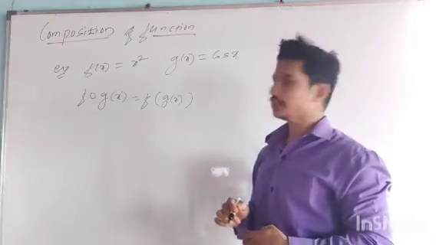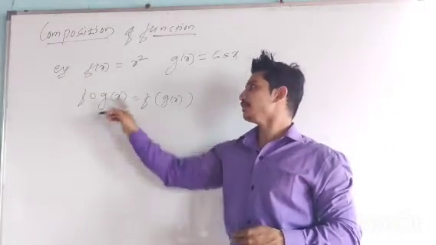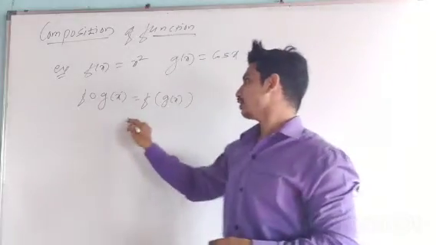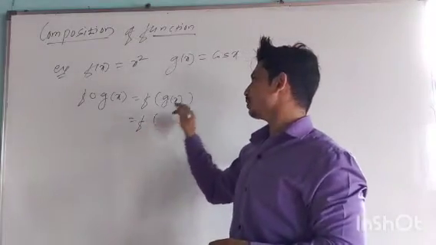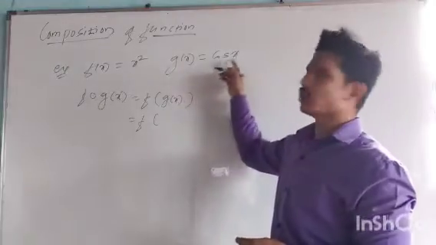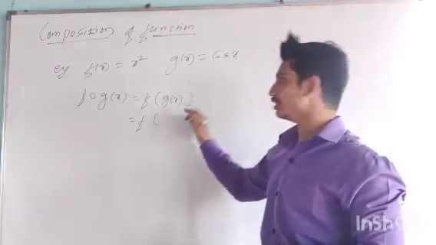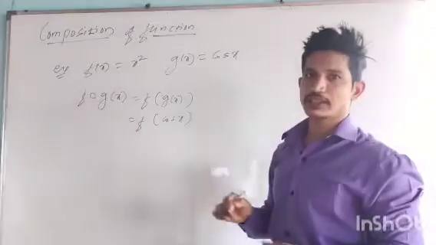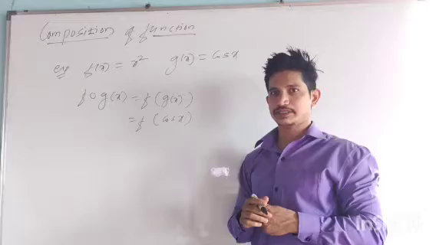Okay. See clearly how I am doing here. I am keeping f as it is, and g of x you write in a bracket. Now, what is g of x here? The value of g of x is cos x. So where g of x is there, write cos x.